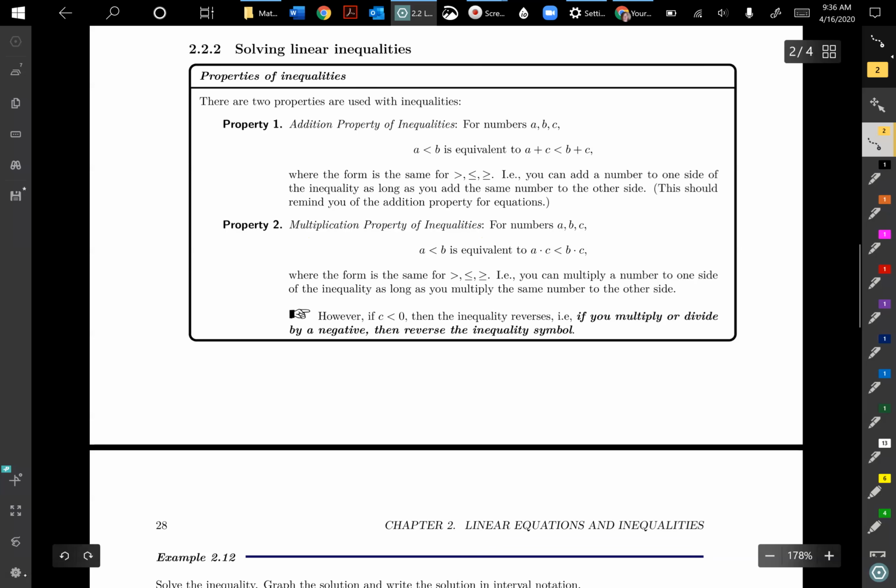The multiplication property holds the same too. We can multiply or divide, and as long as we do it to both sides, it works for us. However, if C is less than 0, if it's a negative number, then the inequality reverses. So if you multiply or divide by a negative, then reverse the inequality symbol.